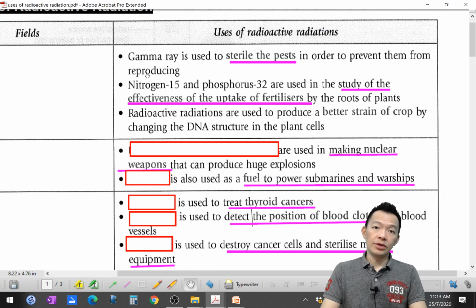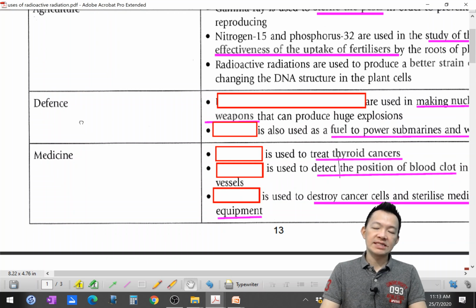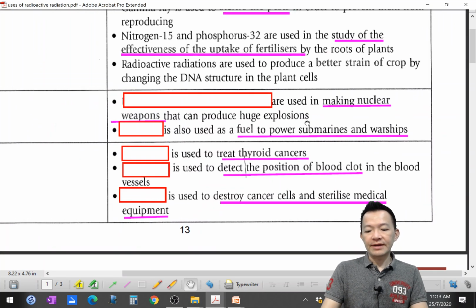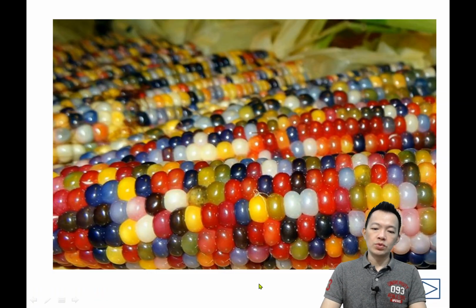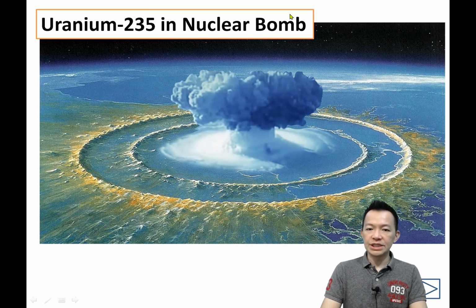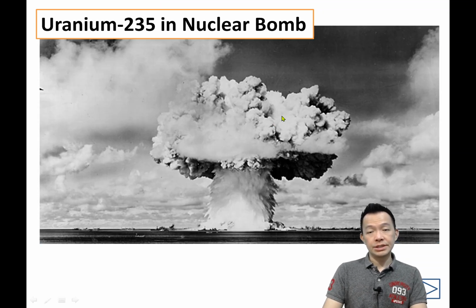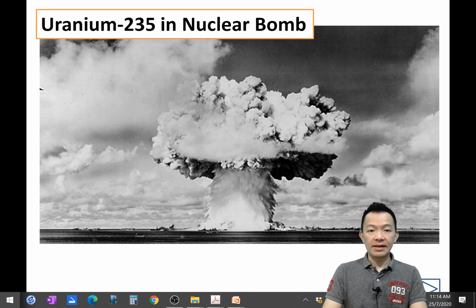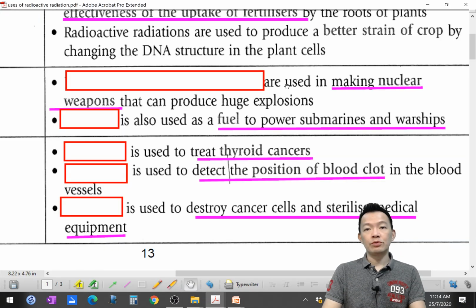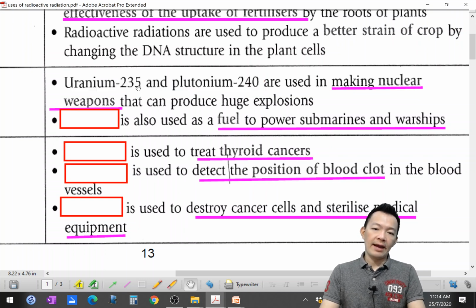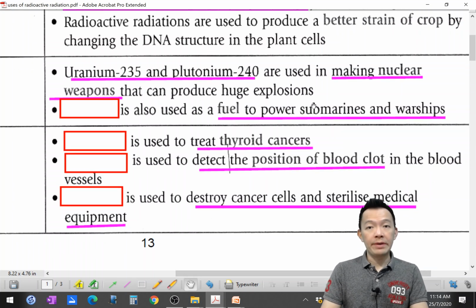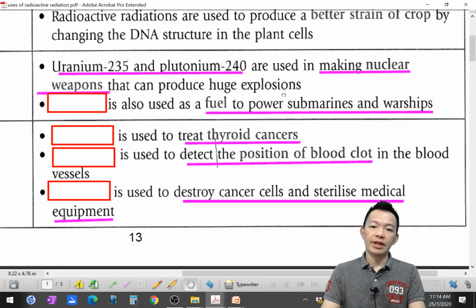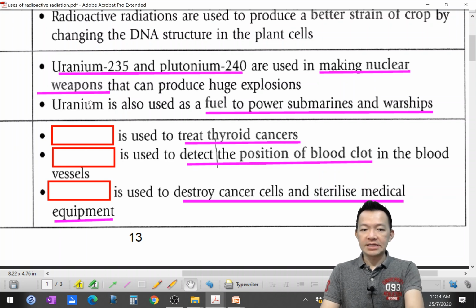Okay, so these are the uses. Number 2, in defense mechanism or defense system, our country's defense system. How can radioactive radiation help us protect our country? Nuclear bomb, which is what we call a nuclear bomb. Uranium-235 is used to make the nuclear bombs. Atomic bomb. This is our defense system, also a benefit, to protect our country. Okay, so uranium-235, plutonium-240. They are used in making the nuclear weapons. They can produce a huge explosion, so scary.